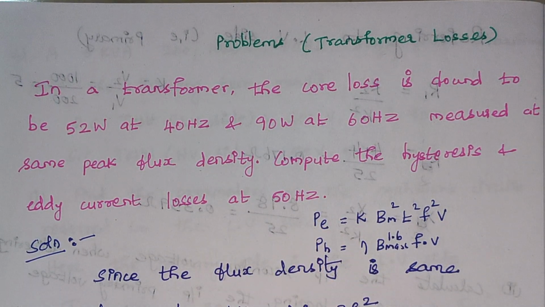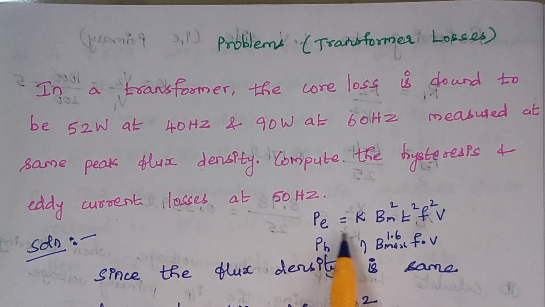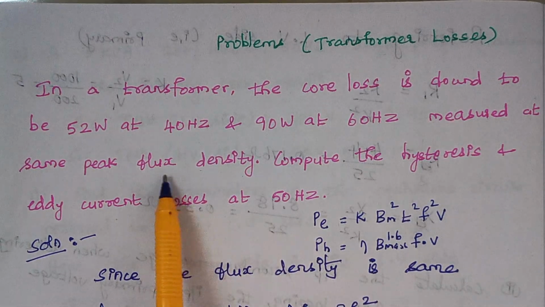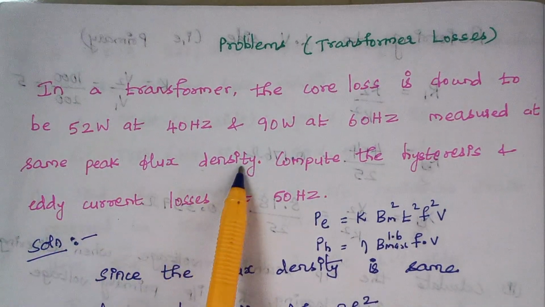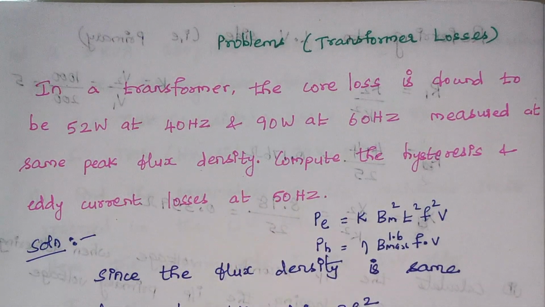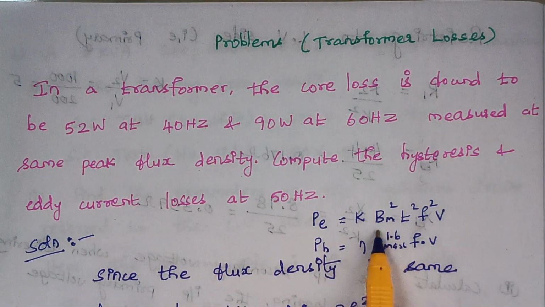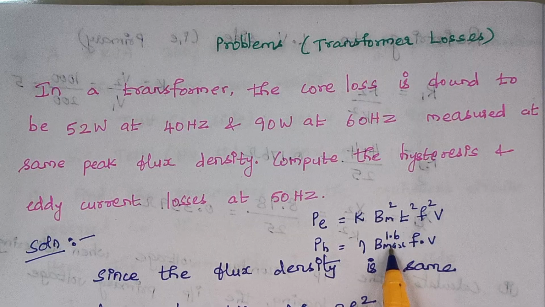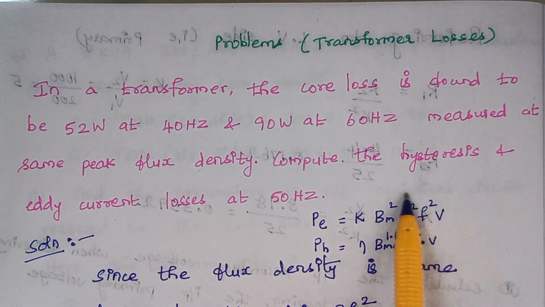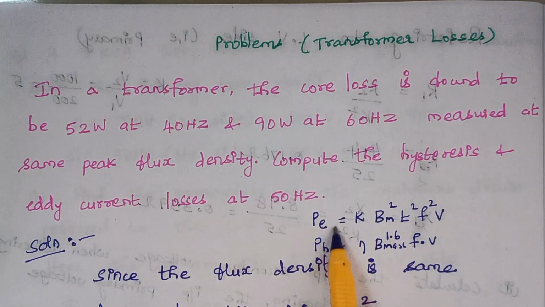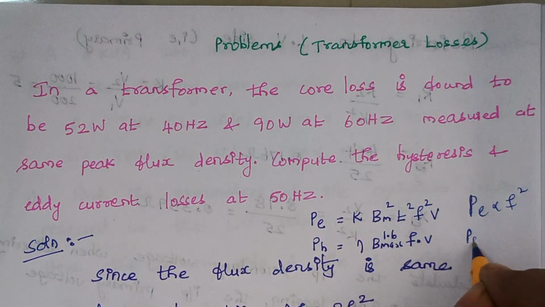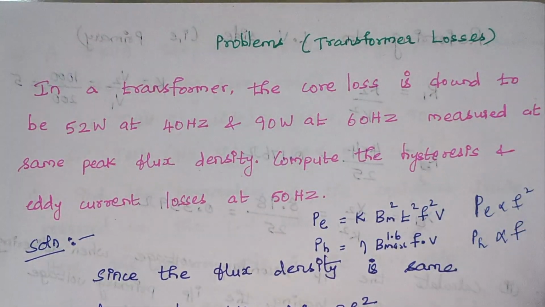Right. So what is the formula for eddy current loss and hysteresis loss? You see this is the formula for eddy current loss and this is for the hysteresis loss. Here the flux density is the same in both cases, or in other words, the flux density remains constant. So we are simplifying this formula as, eddy current loss is directly proportional to frequency square, and the hysteresis loss is directly proportional to the frequency.